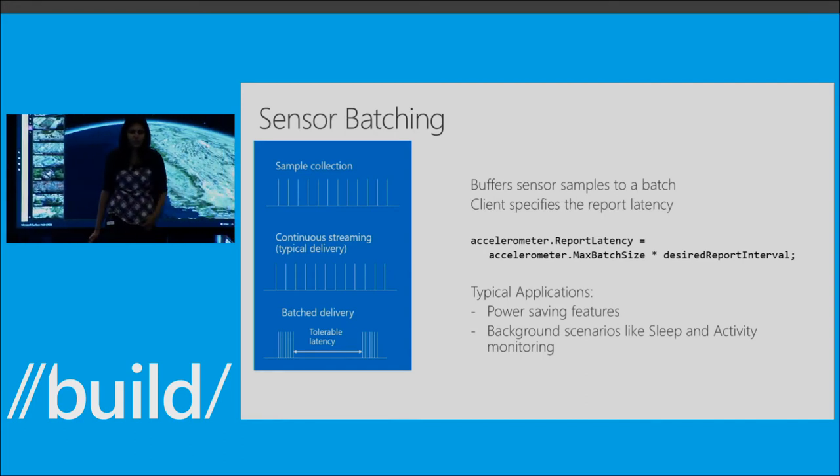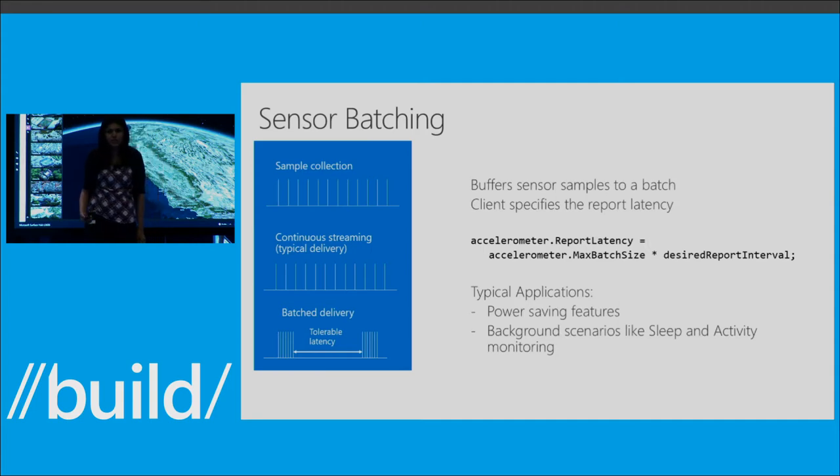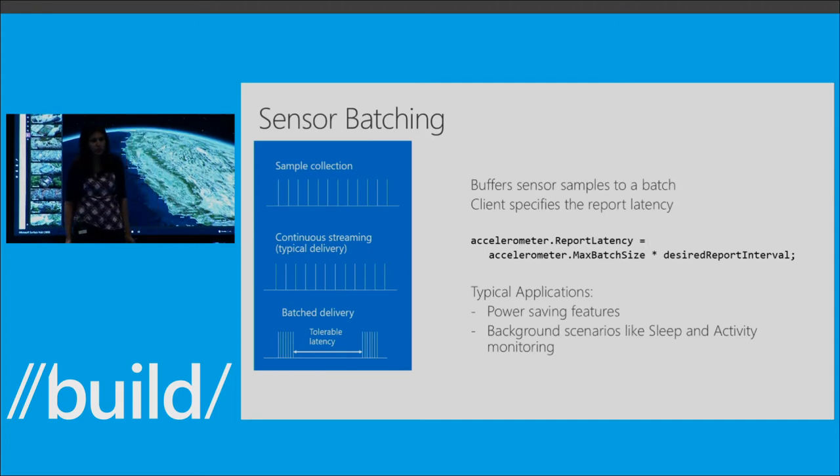So the next topic is sensor batching. We are introducing sensor batching on accelerometer with Windows 10. From now on, there will be 2 ways of getting sensor data: one is continuous, and the other is batch mode. Continuous, we already talked about. If you subscribe to a reading changed event, the data will be streamed based on a periodic interval. So let's say you decide to have your report interval as 50 milliseconds, then you get the data continuously every 50 milliseconds.